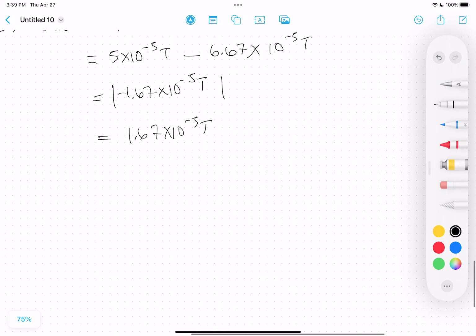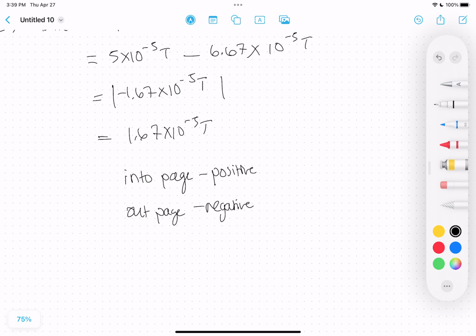I'll write that down here as well. Into page positive, out of the page negative. But like I said, if you had it either way, that's fine, but that's just what I prefer, and I think that's probably the best bet.